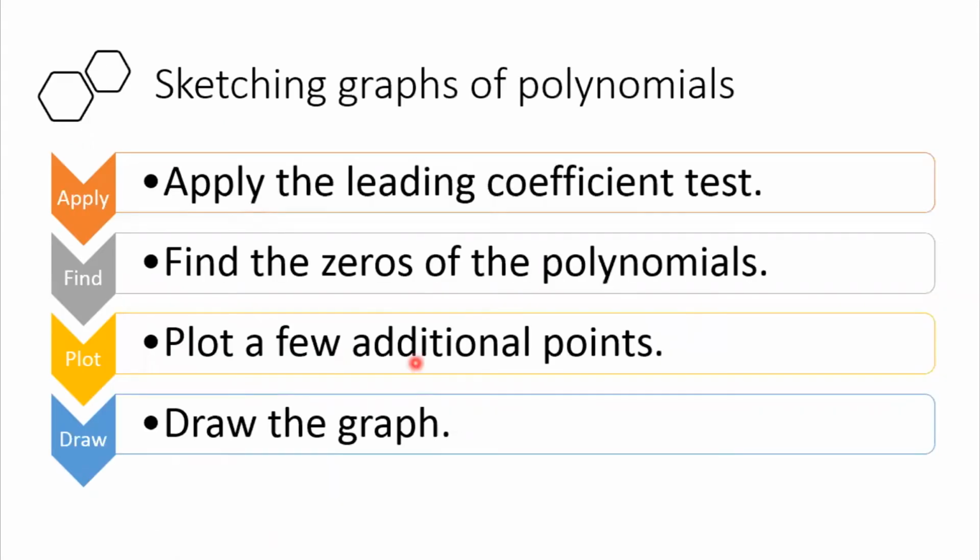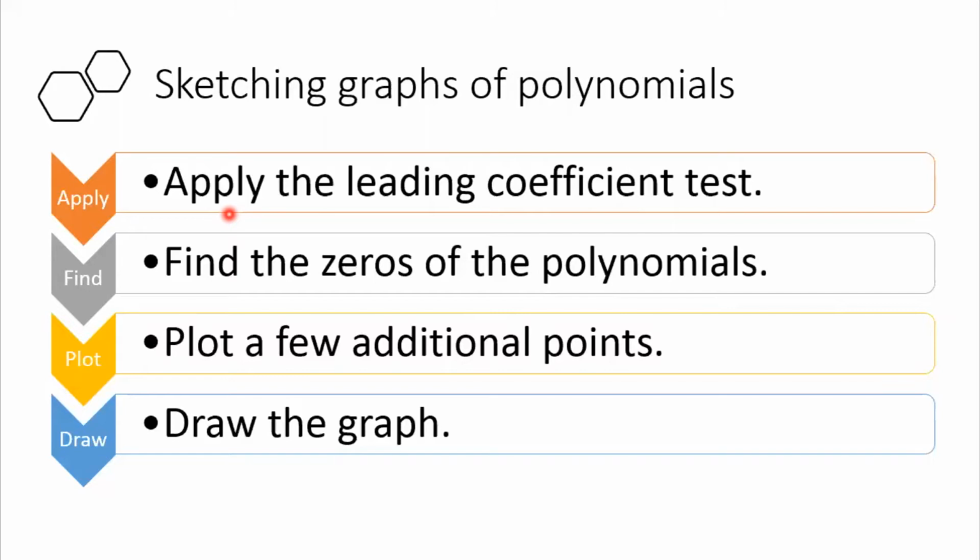So here, we have guidelines in sketching graphs of polynomials. So first is to apply the leading coefficient test. Assuming that we knew already how to use the leading coefficient test, we have to identify the degree of the polynomial first, then identify the sign of the leading coefficient. If it is positive and the degree is even, then it starts from the northwest going to northeast. If the leading coefficient is negative, then it starts from southwest to southeast.